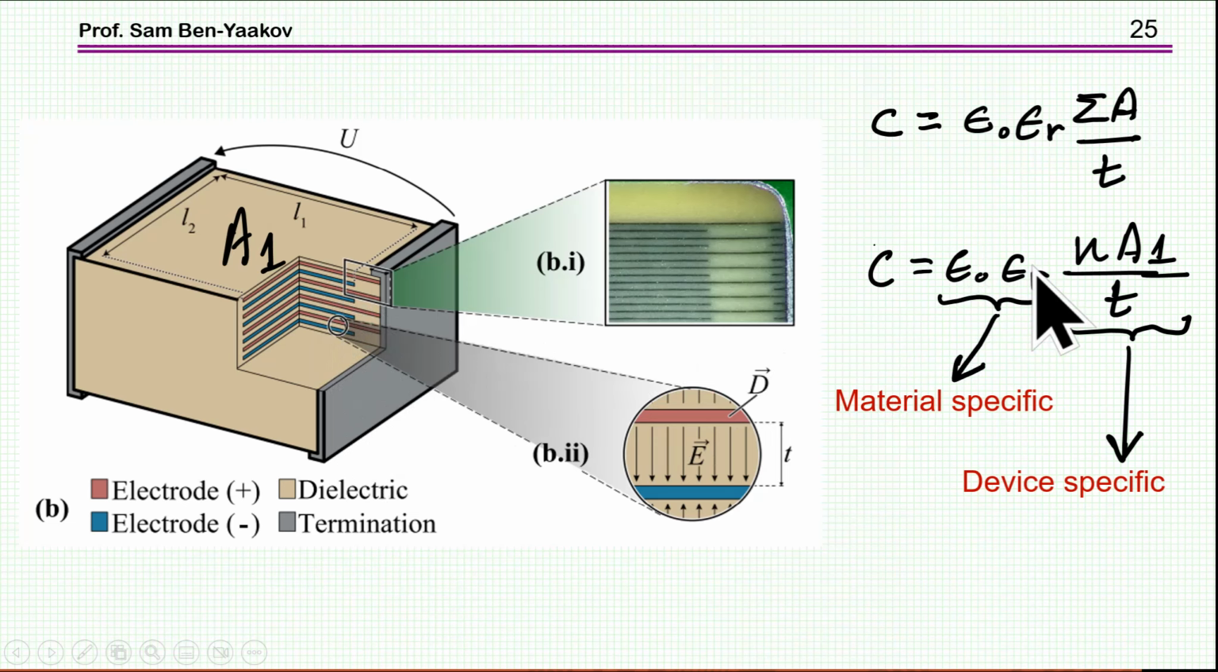So the area now, of course, is the total area. If we have n sections, then it will be n times A divided by t. So we have here actually two parts. One is the material specific. This is the dielectric constant, which is typical for each material, and of course it's non-linear, temperature dependent, etc., very much like in the ferromagnetic case. This is like the permeability of the material in the ferromagnetic case.